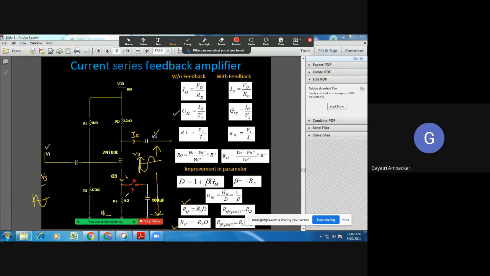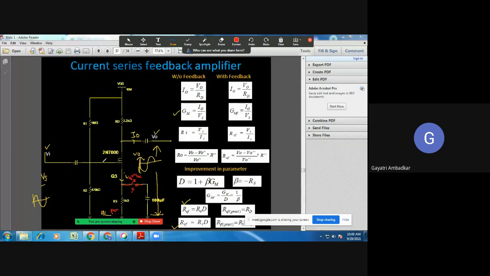Now what will happen? The current which was flowing, IS DC plus IS AC. So what will happen to this AC current? AC current will flow through RS because now there is no capacitor. So AC current will flow and it will drop some AC voltage across this.